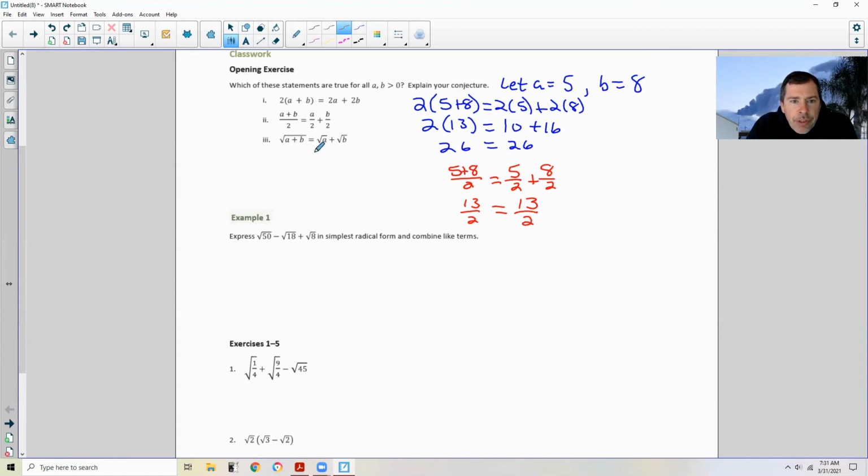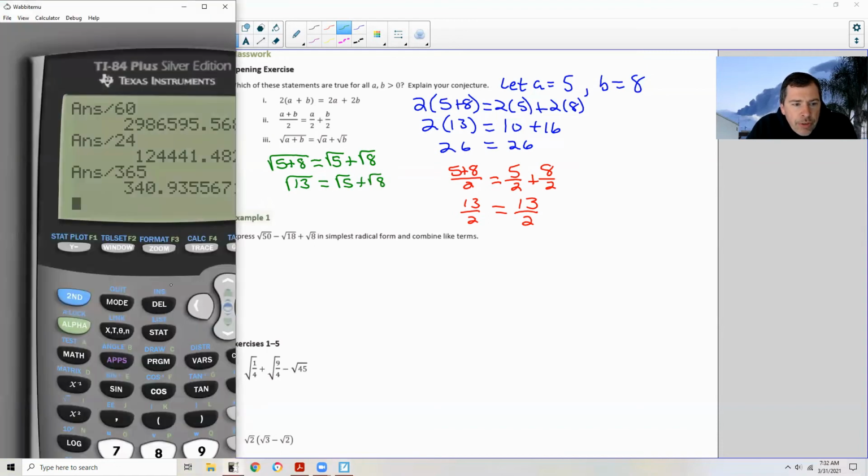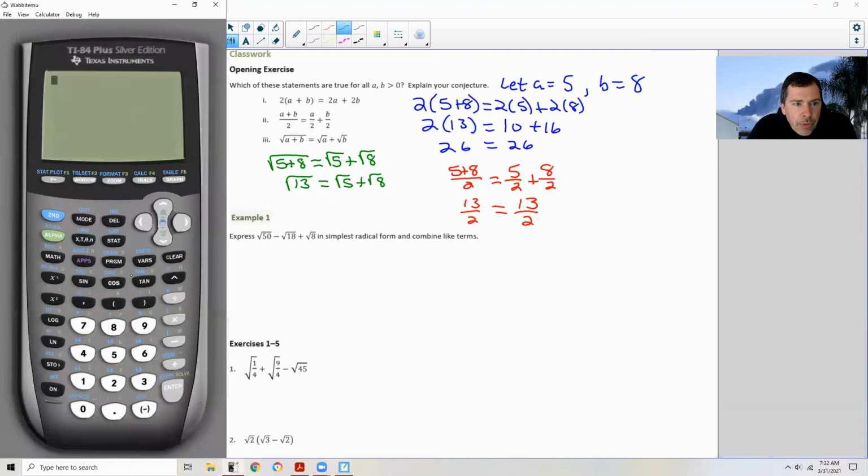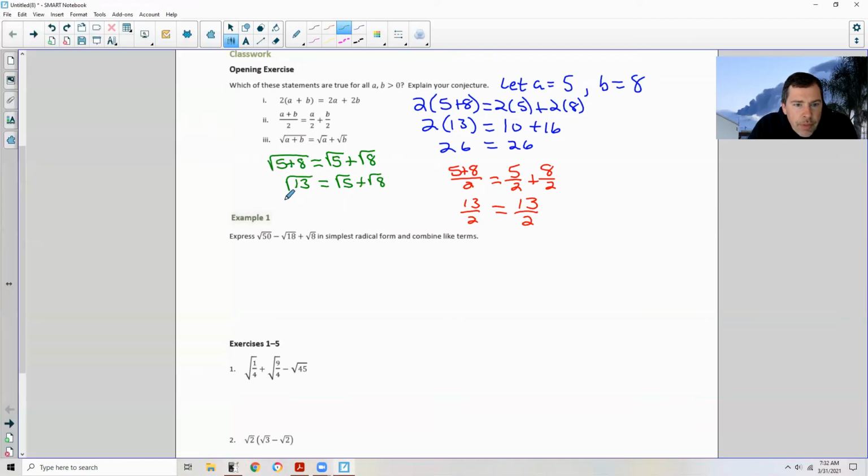But when we get to this radical, something's not going to work out for us. The square root of 5 plus 8 equals the square root of 5 plus the square root of 8. That would be the square root of 13 equals the square root of 5 plus the square root of 8. I didn't pick perfect squares here, which is okay. I'll just use my calculator to show this. If I take the square root of 13 and get a decimal approximation, I'm going to get 3.61.